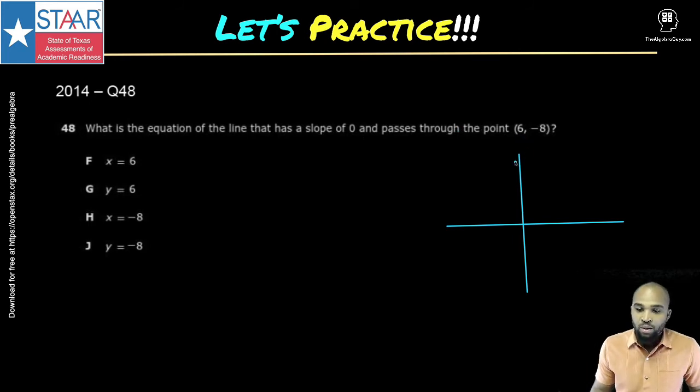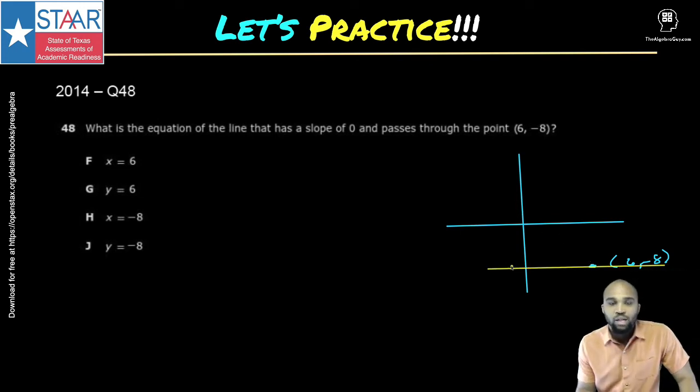So let's say 6, -8. 6, -8 is here. So this is 6, -8, and we have a slope of 0. Slope of 0 means it's a flat line that's horizontal, right? So hopefully you remember that. If you do, that makes this a lot easier. So there it is. So that's my slope of 0.